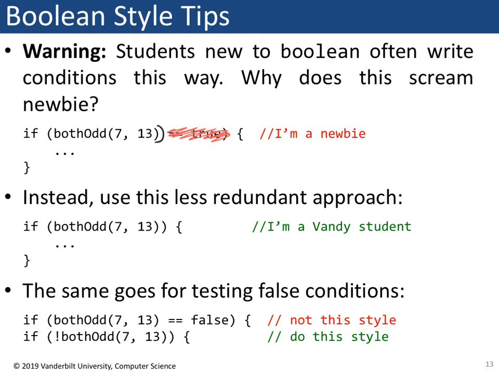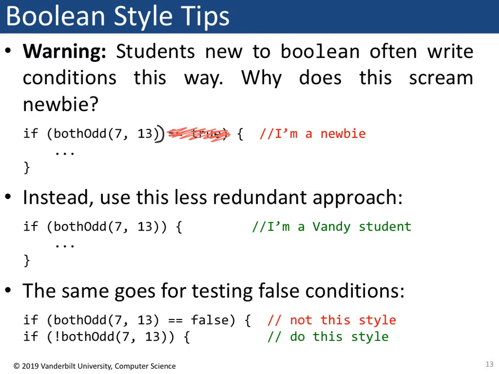Also, don't test for false. Don't say bothAreOdd is equal to false. This is not appropriate. That's not the right way to go about it. It will work, don't get me wrong. It will compile, it will run, and it will function. However, it's not very readable, and that is a problem. That's a very real problem.